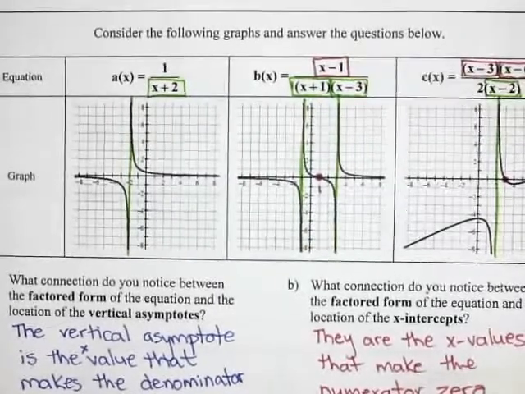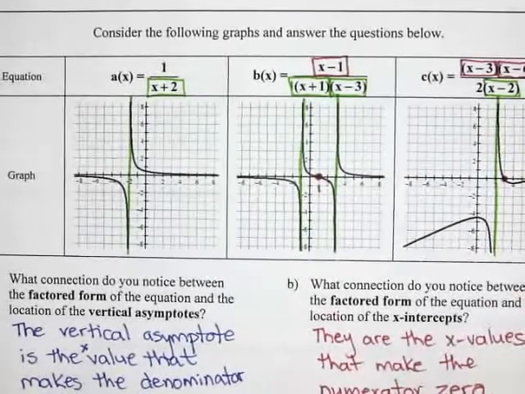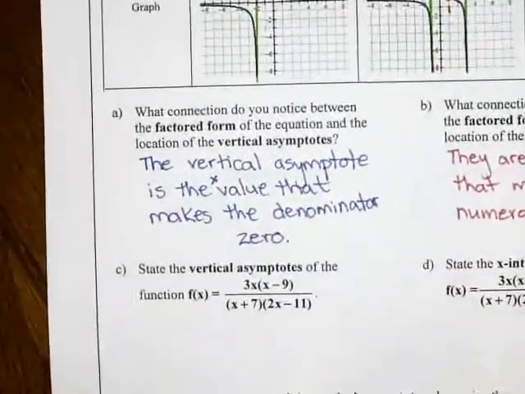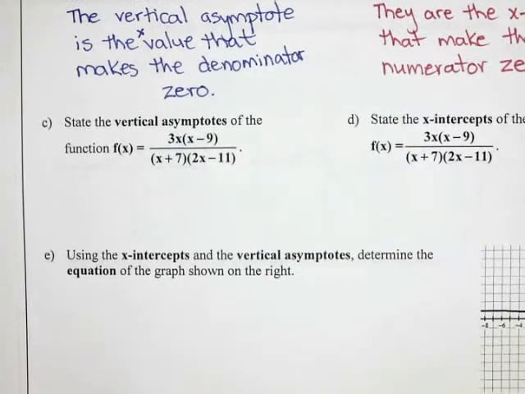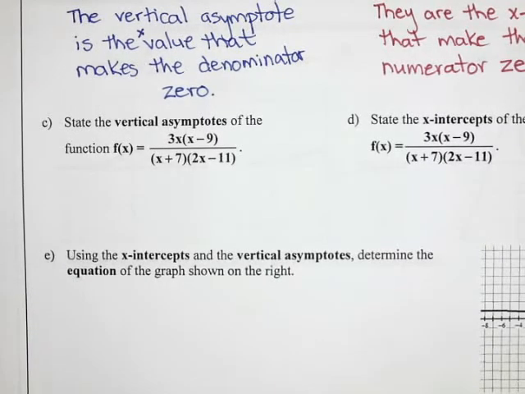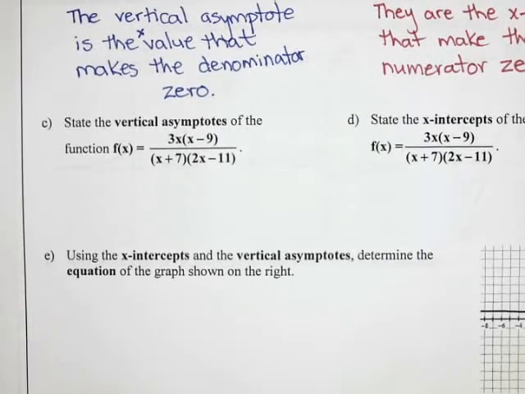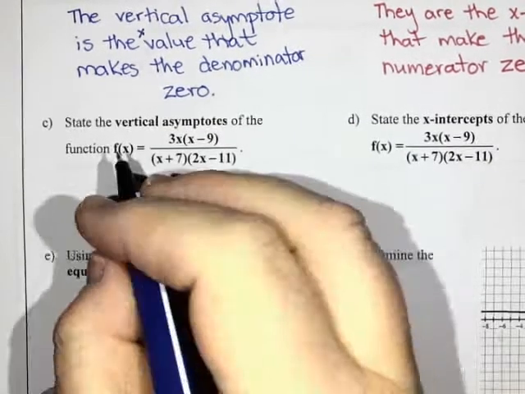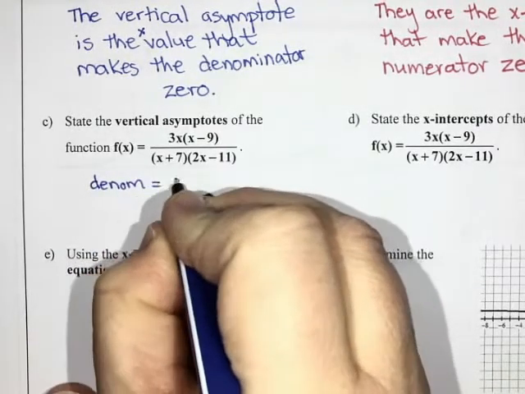So the numerator gives me the x-intercepts, the denominator gives me my vertical asymptotes. So using that knowledge, I'm just going to refocus. There's a question. It says, state the vertical asymptotes of the function f of x equals 3x times x minus 9 over x plus 7 times 2x minus 11. So we are looking for vertical asymptotes. The vertical asymptotes happen where the denominator equals 0.